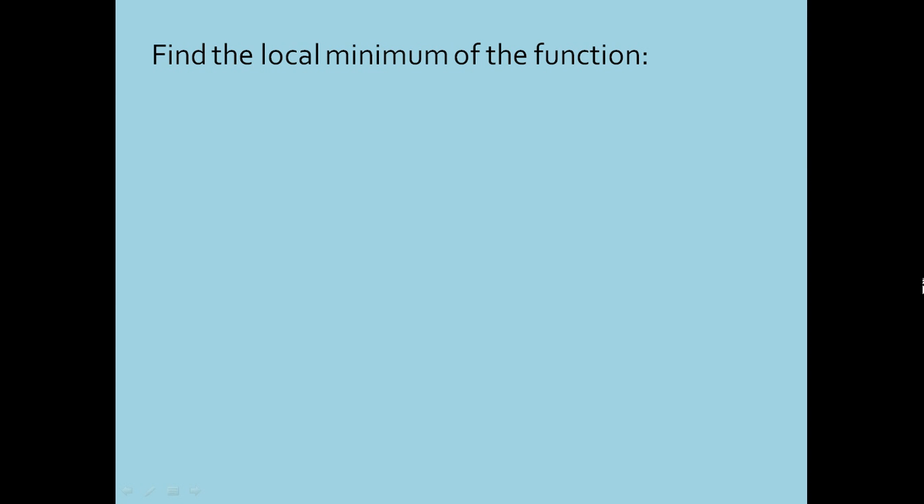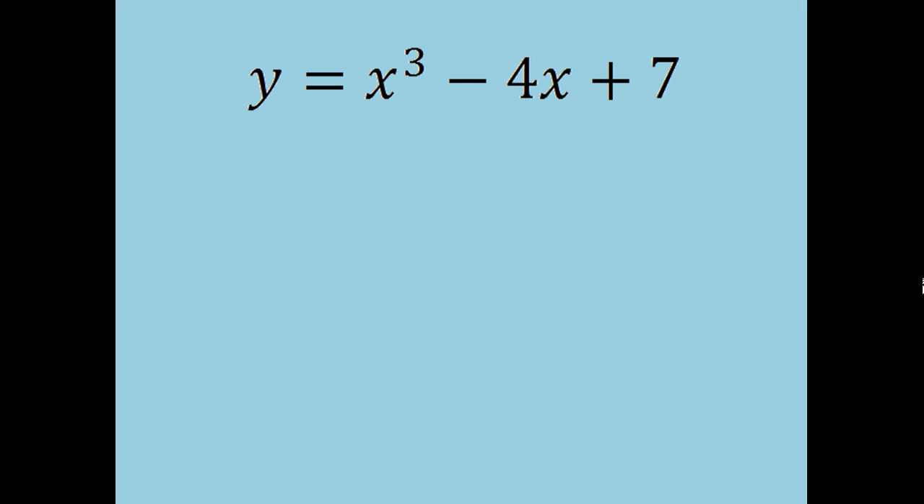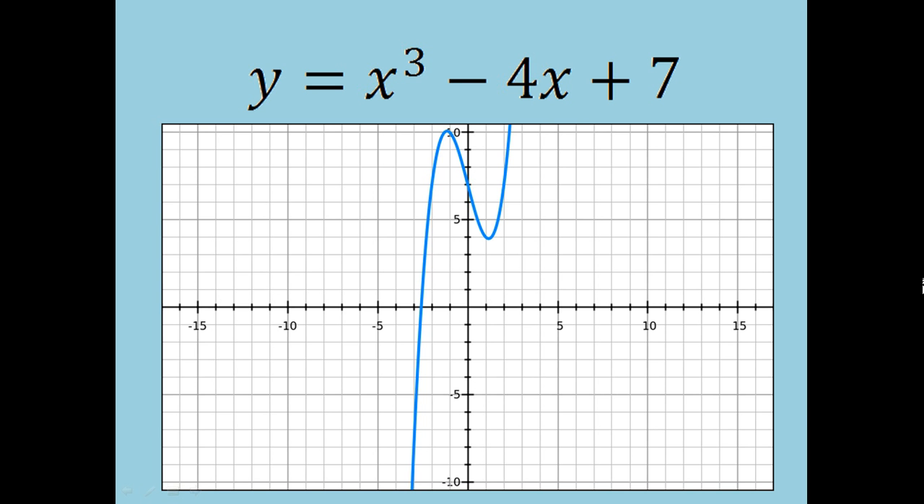Welcome to an example on how to find the local maximum or local minimum of a function, also called extrema. We're going to try to find the local minimum of the function y equals x cubed minus 4x plus 7. And you can see it on the graph here. And we can see that the function has a local maximum and a local minimum.